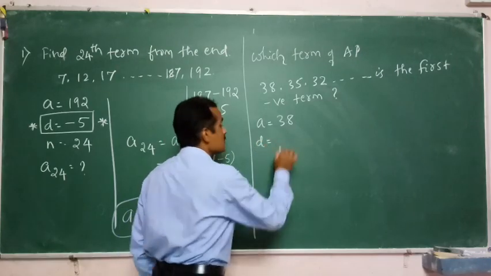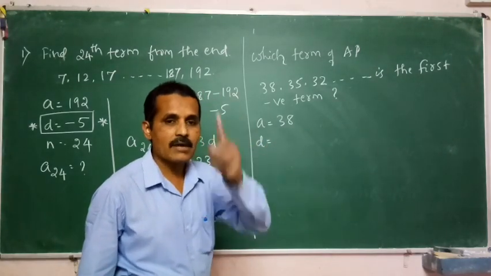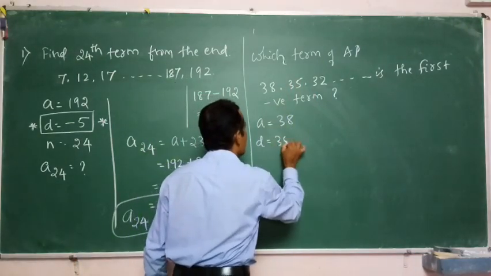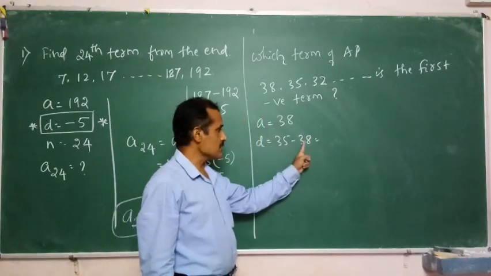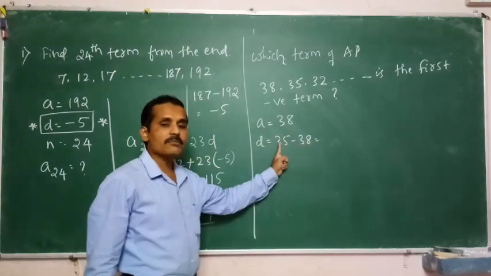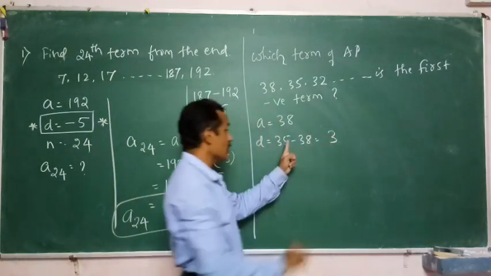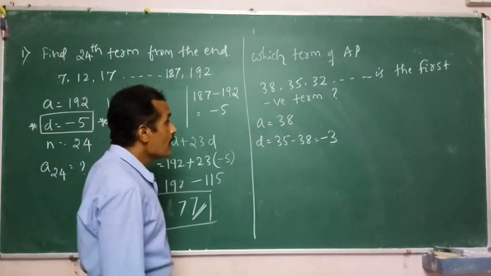The common difference, always practice like this only: second term minus first term. 35 minus 38. One plus and a minus. Bigger number minus smaller number is 3. Give the sign of the bigger number. It is minus 3, that is the D.